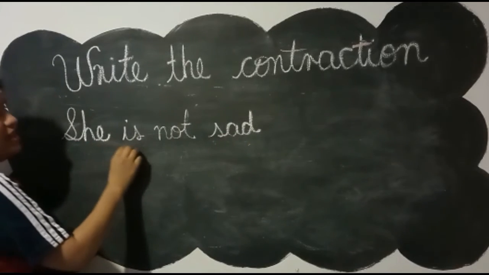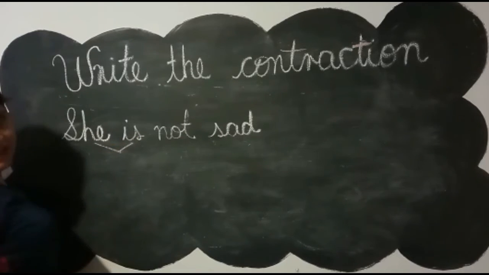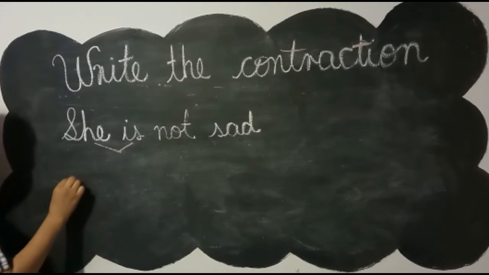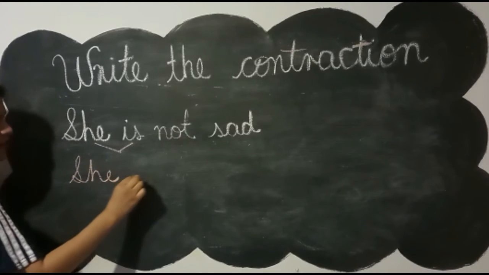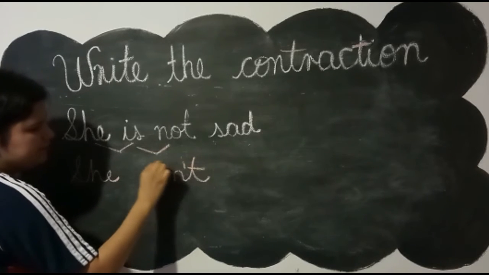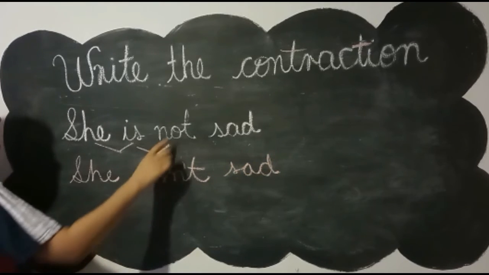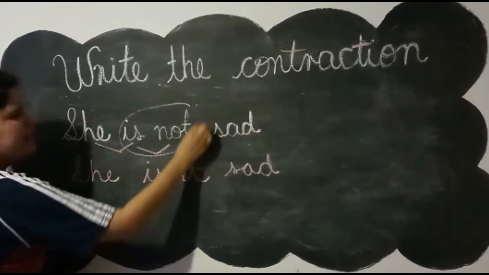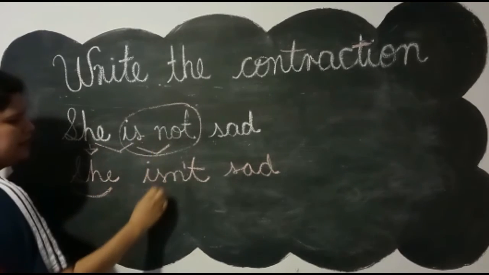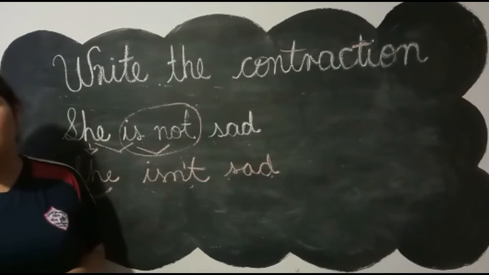Okay, so for the next exercise, you will have a sentence. For example, she is not sad. In this case, you need to mix to make the contraction. So if you have she is not sad, you will write she isn't sad. You see, you have the negative contraction, so you mix is and not. This is the same. She isn't sad.